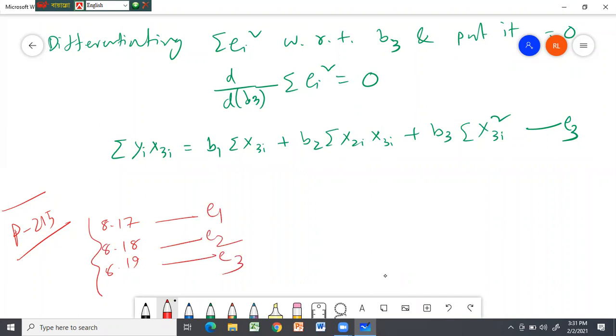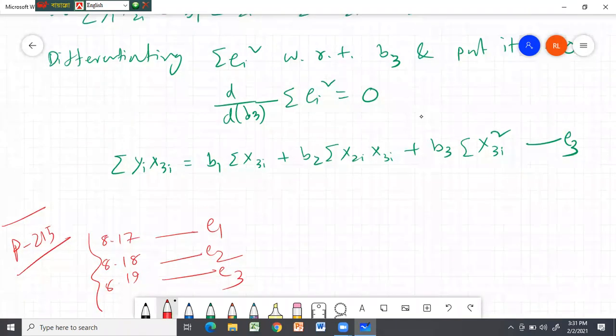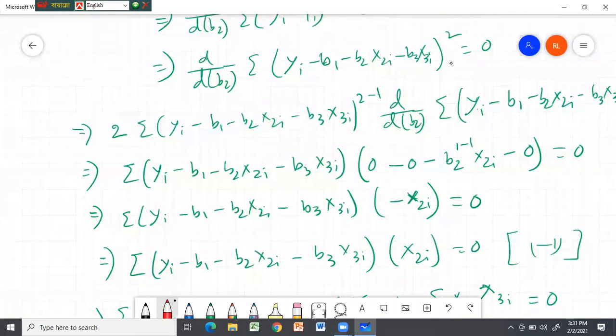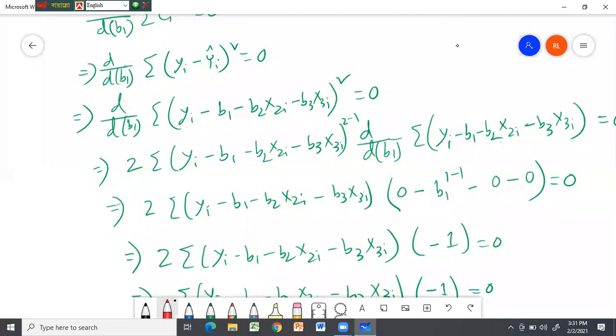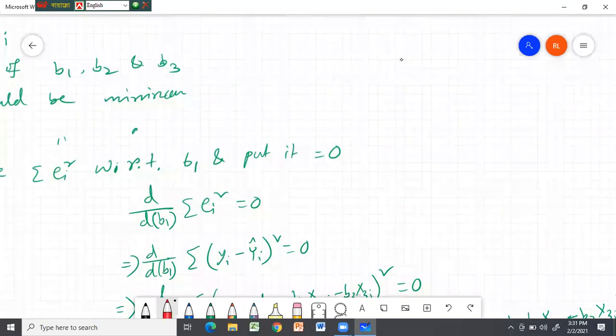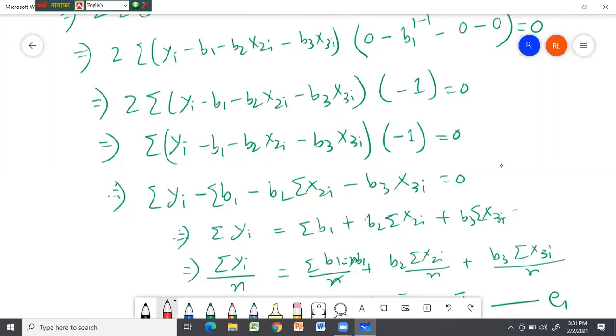দেখেন মিল পাচ্ছেন কিনা? ঠিক আছে? ইকুয়েশন গুলো দেখতে পাচ্ছেন? 3টা ইকুয়েশন? Yes, sir. Okay, so the first one, 8.17, that is my equation number 1, which is here, this one.